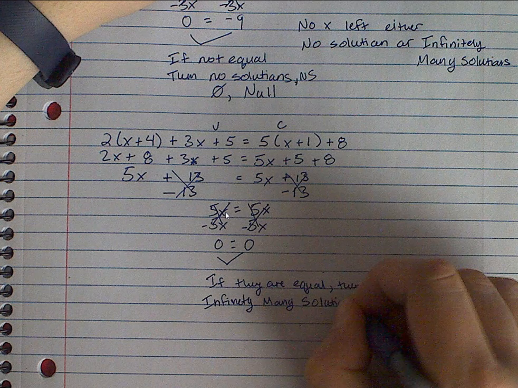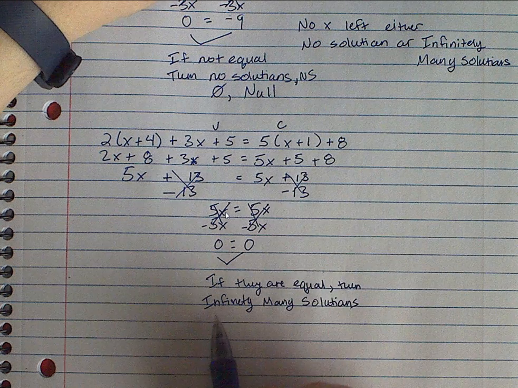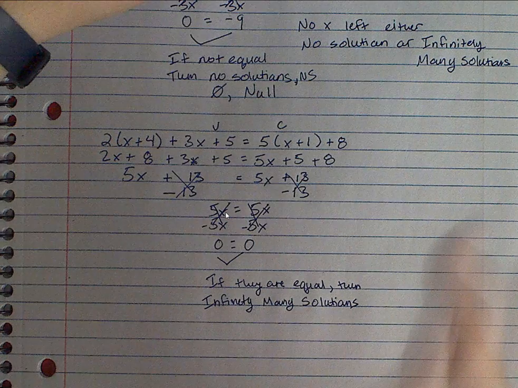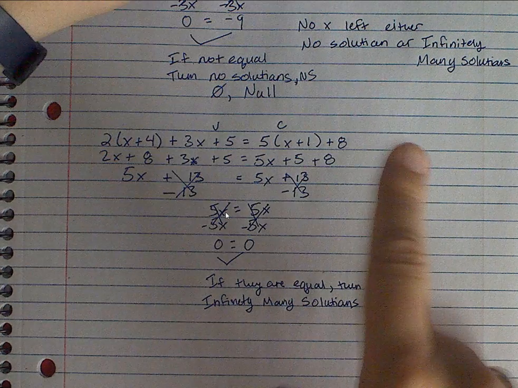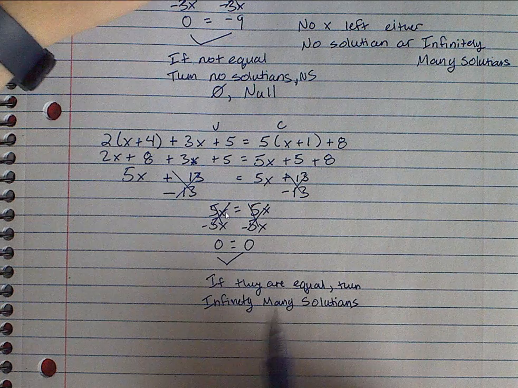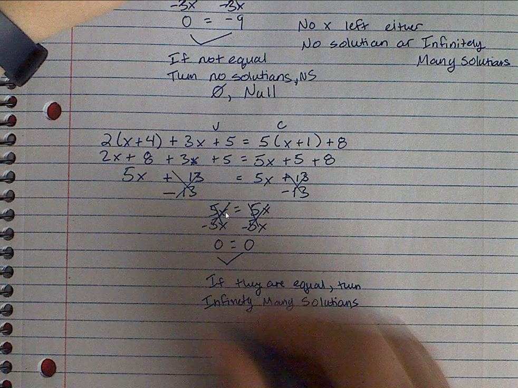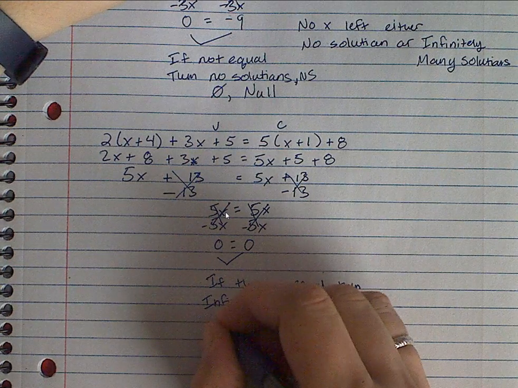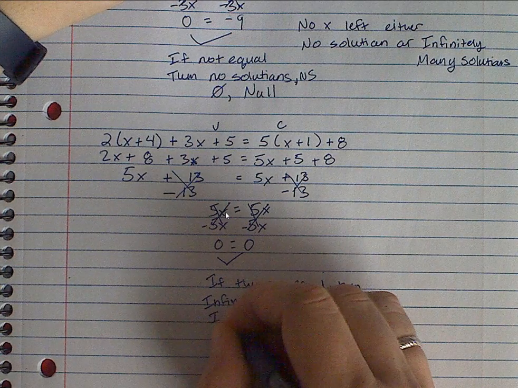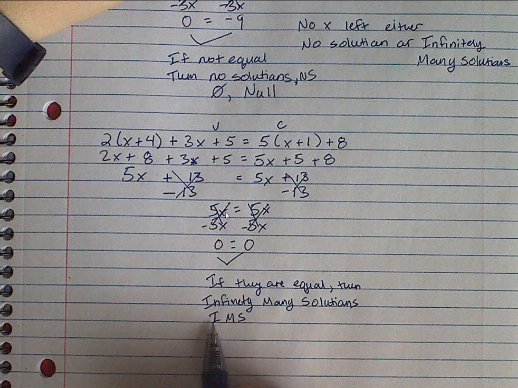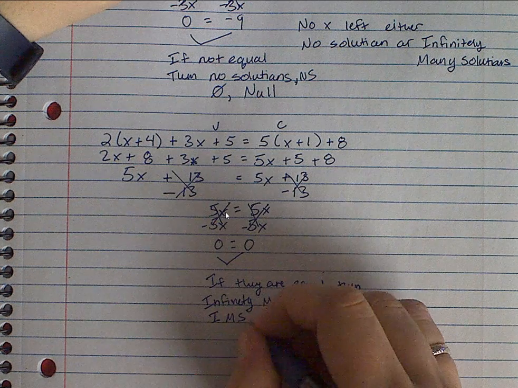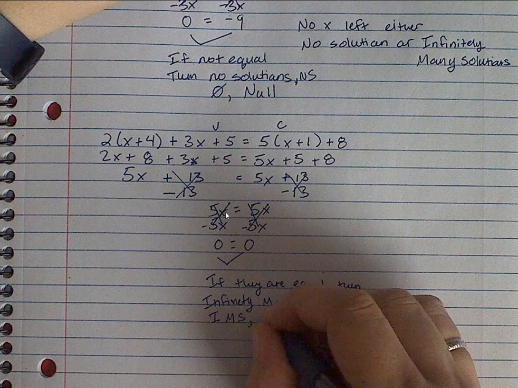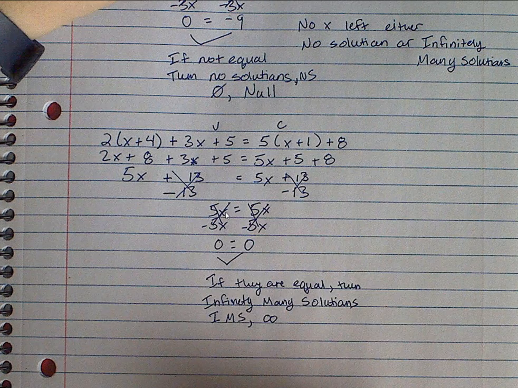And holy cow, look, that's 3 words, and 2 of those words are super long. Infinitely, that's 4 syllables. Solutions, that's 3 syllables. So if you don't want to have to write all of that, there's a couple different ways you can abbreviate it. The first way is IMS for infinitely many solutions. And the second way is the infinity symbol, which is this kind of sideways 8.